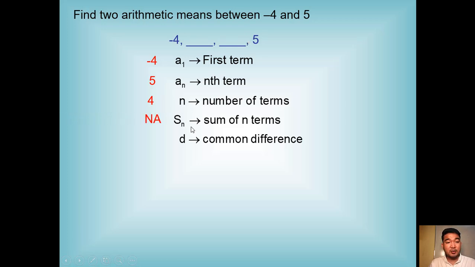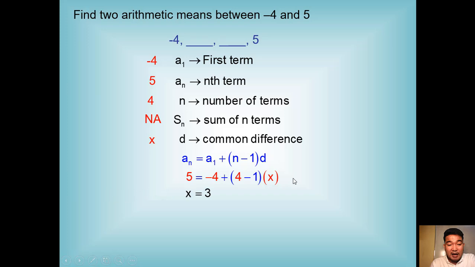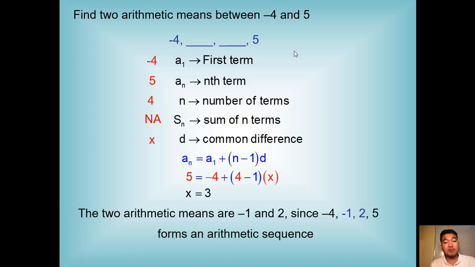We do not need the sum of the n terms, but we need the common difference x for us to determine the two arithmetic means between negative 4 and 5. By applying the formula, we substitute the known variables. By simplifying this, you will have x equals 3. So we add 3: negative 4 plus 3 is equal to negative 1. Negative 1 plus 3 is equal to 2. Then 2 plus 3 is 5. So the two arithmetic means are negative 1 and 2 because it forms an arithmetic sequence.